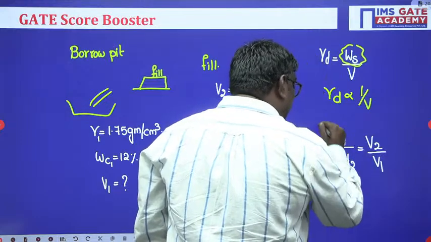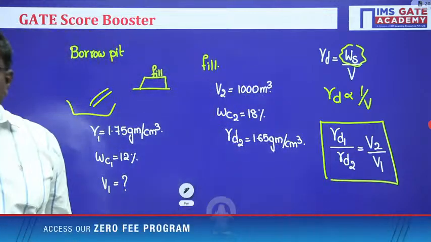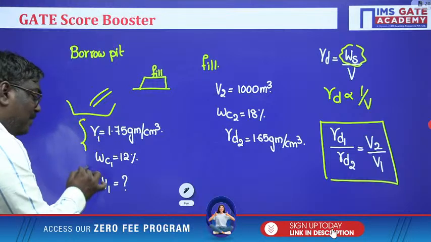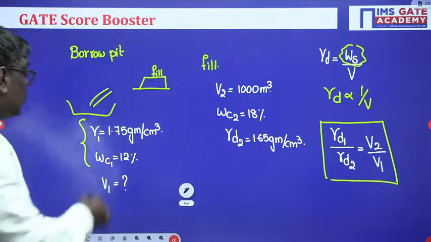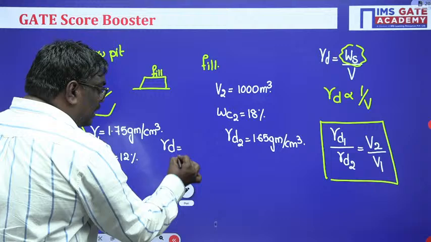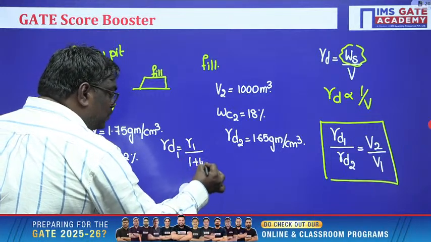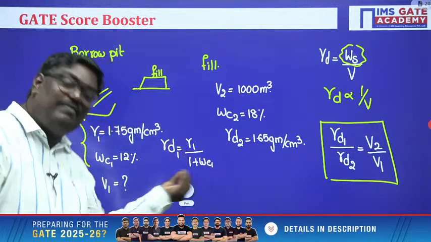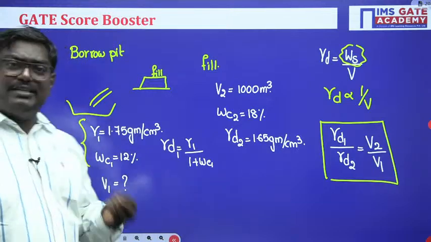This is the relation which you have to develop. Agree? Now let me tell you, my dear students, they have given you gamma 1 and water content, but they have not provided you gamma D. So to find gamma D1, we know gamma D1 is equal to gamma 1 upon 1 plus water content 1. You know the values of gamma 1 and water content 1. Now you just plug in those values, my dear students.